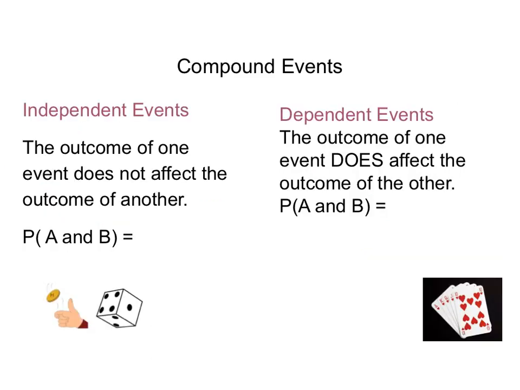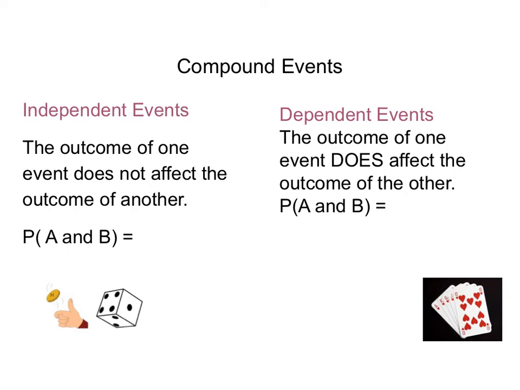Okay. Let's make this a little bit tougher. Let's talk about compound events. We have 2 types of compound events we're going to look at, independent versus dependent events, and it's pretty simple here. Independent is where the outcome of one event does not affect the outcome of another. Like if I flip a coin or I roll a die, what I get when I flip the coin doesn't affect what I get on the die. They're independent of one another.